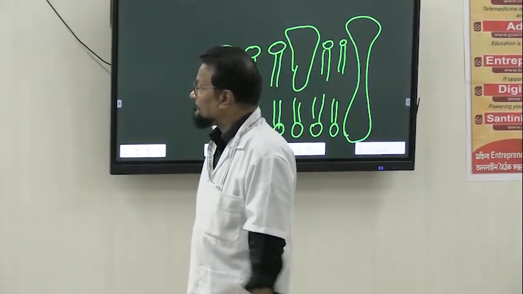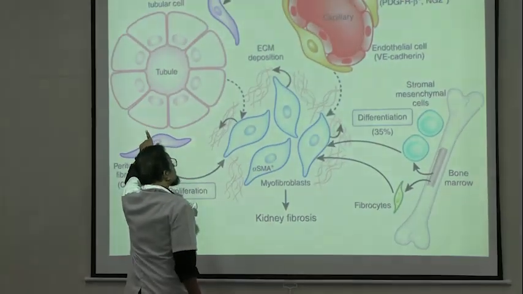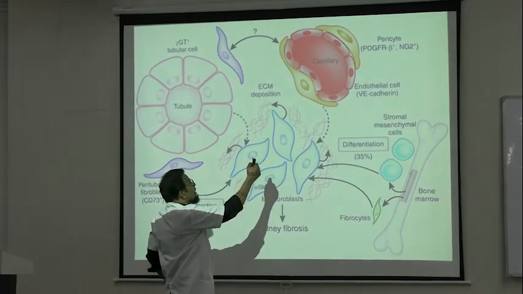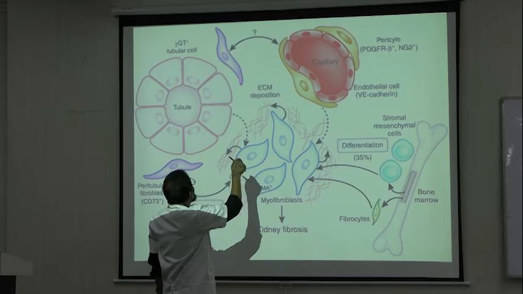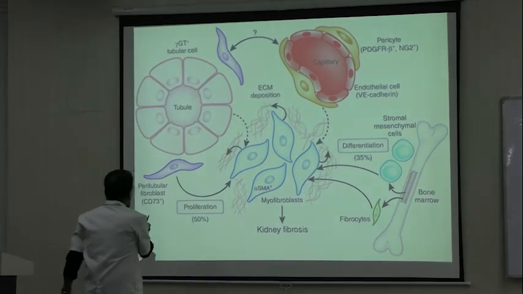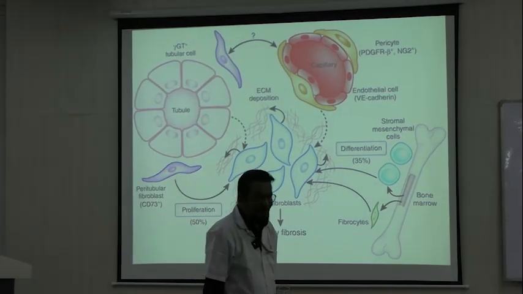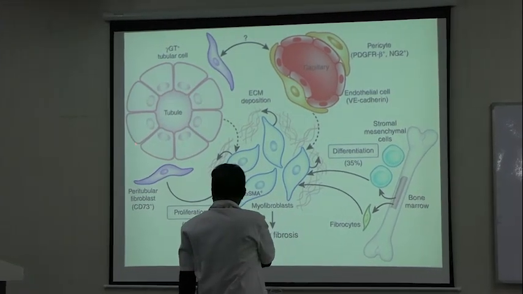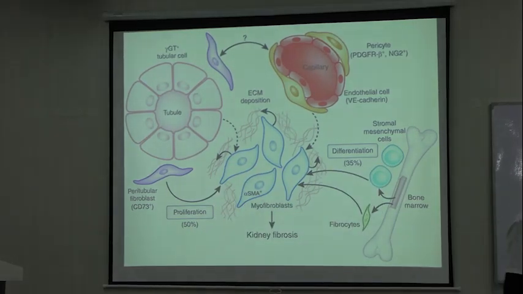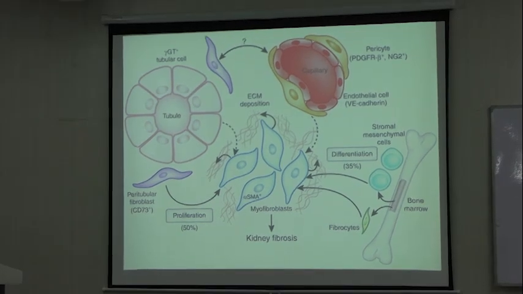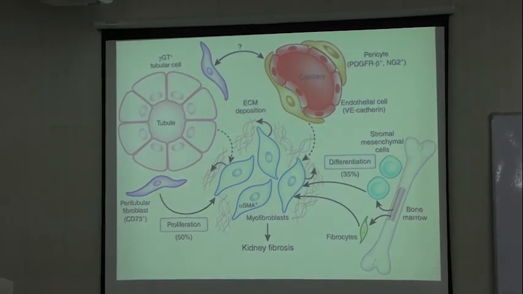Another site is there. See, this is the tubule and these are the capillaries. In between, this is the cell, the peritubular fibroblast. So they are actually responsible for erythropoietin. Suppose one person's kidney is being damaged.